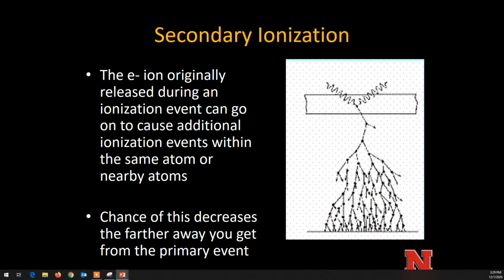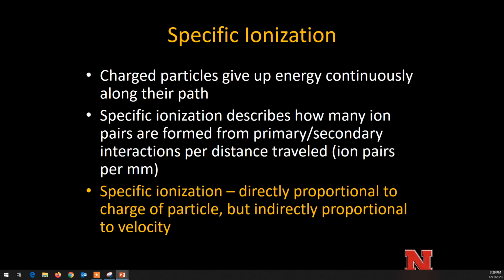All right, secondary ionization. So I talked a little bit earlier about how once you create an ionizing particle, it tends to ionize other things and leads to a cascade. That's where this comes into play. The electron originally released during an ionization event can and will go on to cause additional ionization events within the same atom or in nearby atoms. The chance of this decreases the farther away you get from the primary event because a lot of that energy gets absorbed by the material it's going through. But it occurs, and it can occur to variable depths depending on how strong the initial events of ionization were.